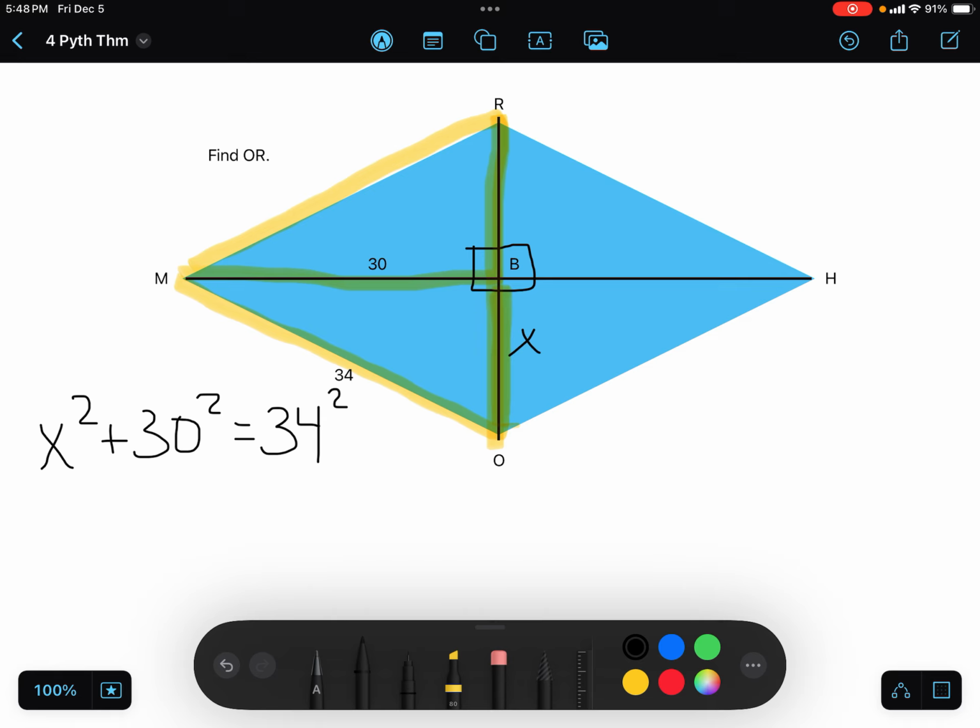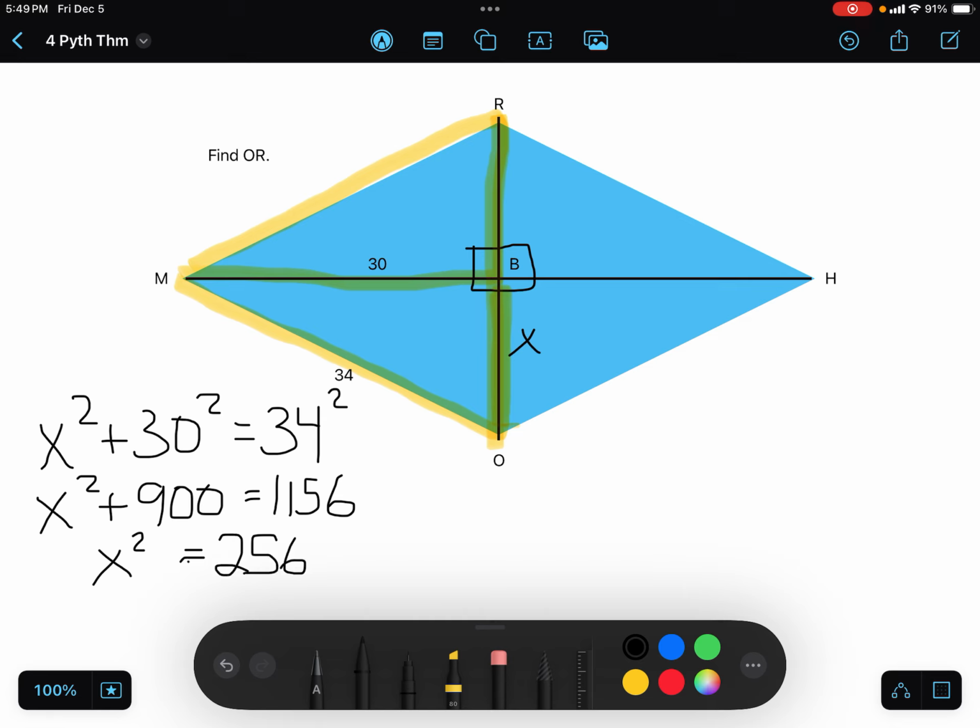And 30 squared, we know, is 900. And this 34 squared is going to be 1156. So once we do this, it's going to be x squared equals 256. And if we take the square root of both sides, x will give us 16. So this side here is 16.